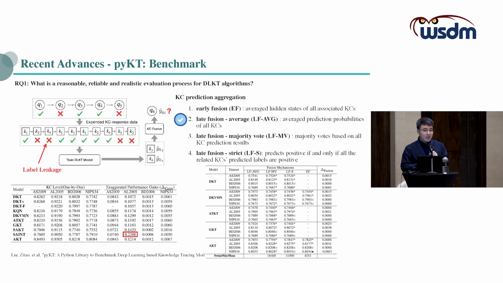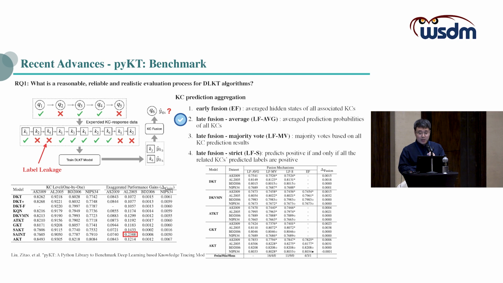We know the interaction is happening at the question level, but most models are built on the KC level, so they will expand the KC response data to get the KC level sequence. But there is some problem. We can see for Q2, we can expand to K2 and K4. But when we want to predict K4, the model can see the result for K2. So that will cause label leaking. So one solution is we can aggregate the KC level back to the question level.